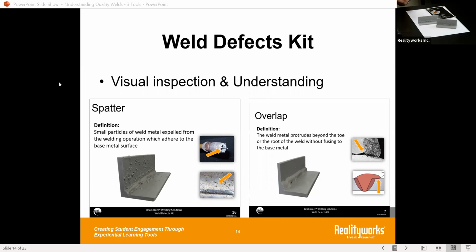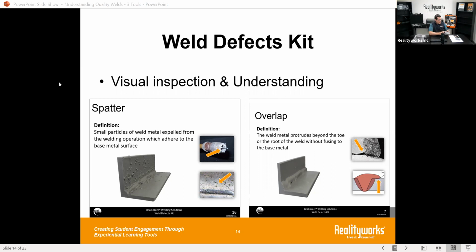So it comes with curriculum. It comes with great visuals from the flashcards and from the posters, allowing you to get a better understanding of the defects, and then having your students be able to actually go and take their weld and say, okay, what is the problem here?